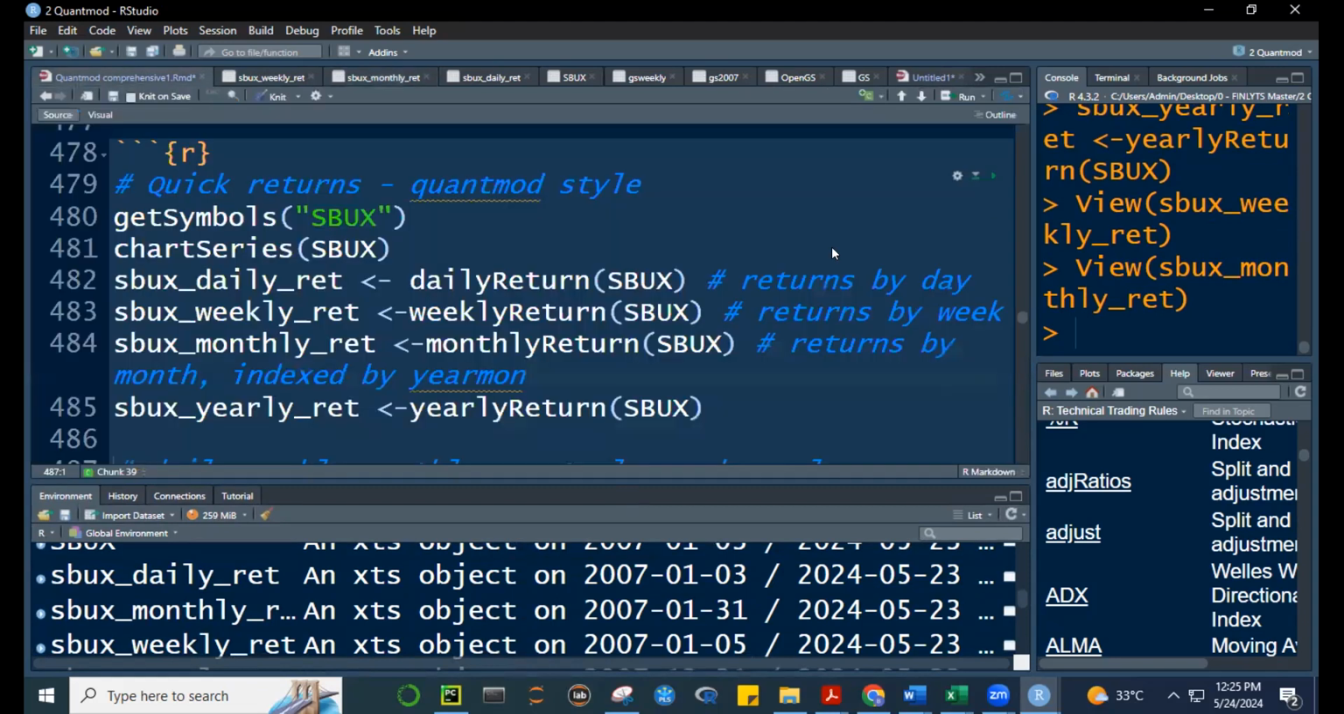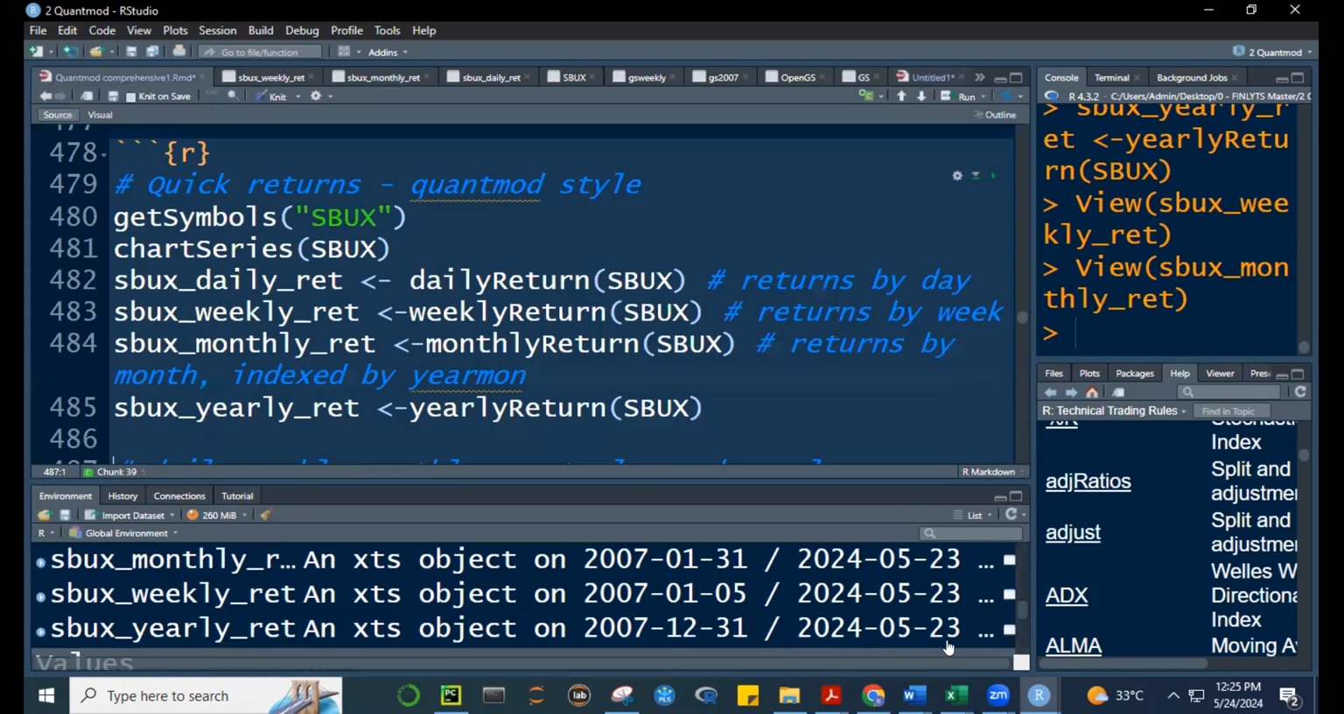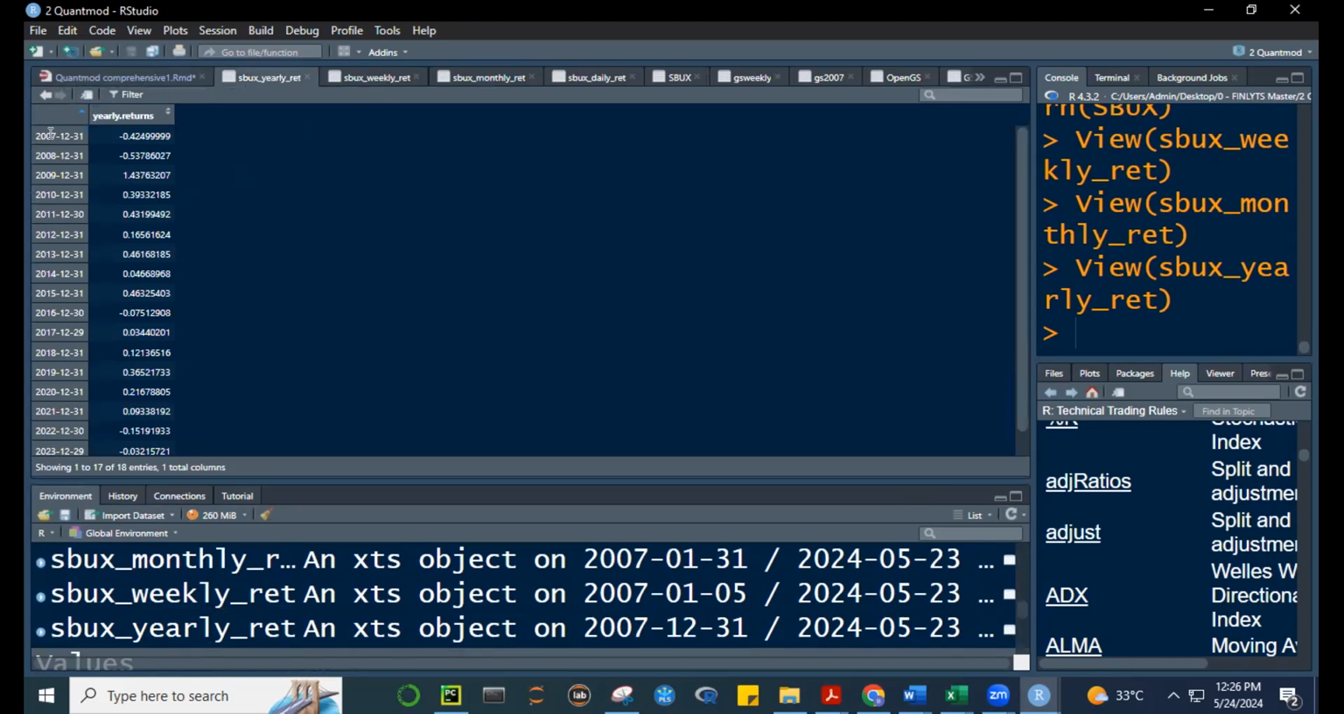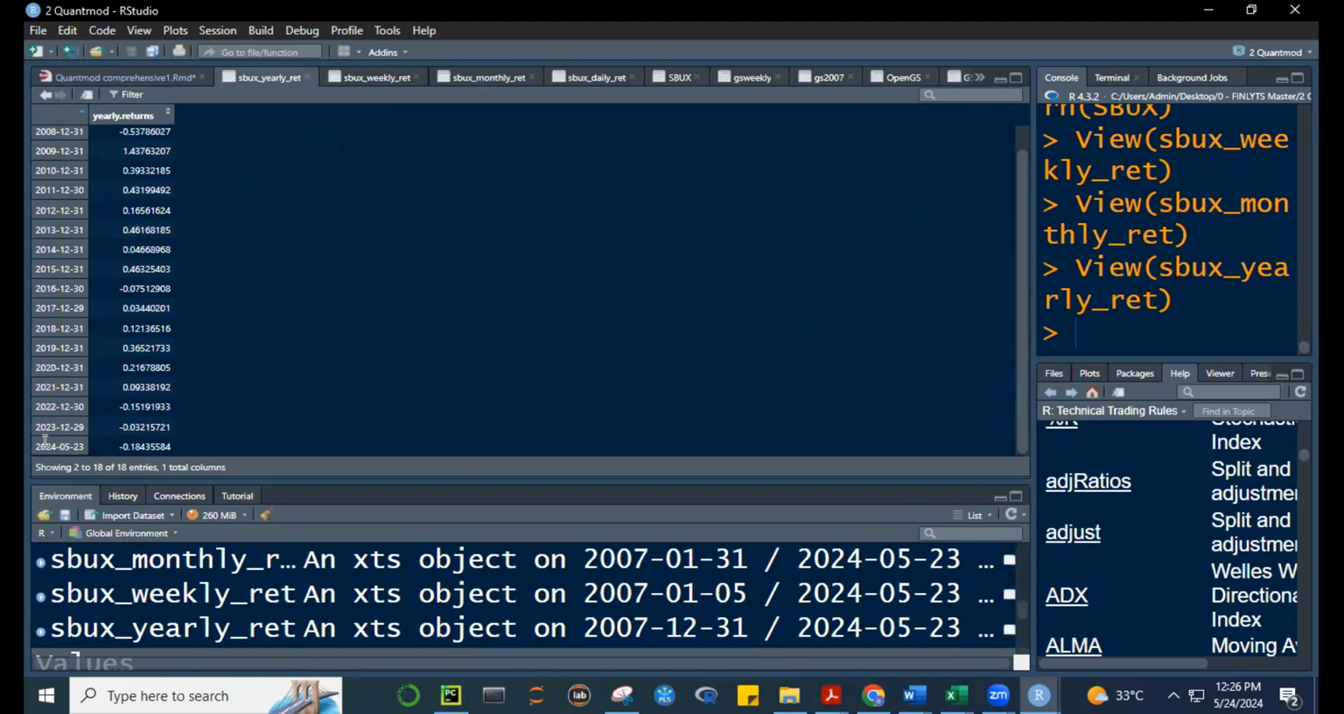Okay, and then lastly, our yearly returns. So it's at the end of the year, no? It will get the average returns for the whole of 2007, 2008, etc. So there will be only 18 entries because the data for May is not yet complete, but it still included it. So this is as of January 1 up to May 23 of 2024.